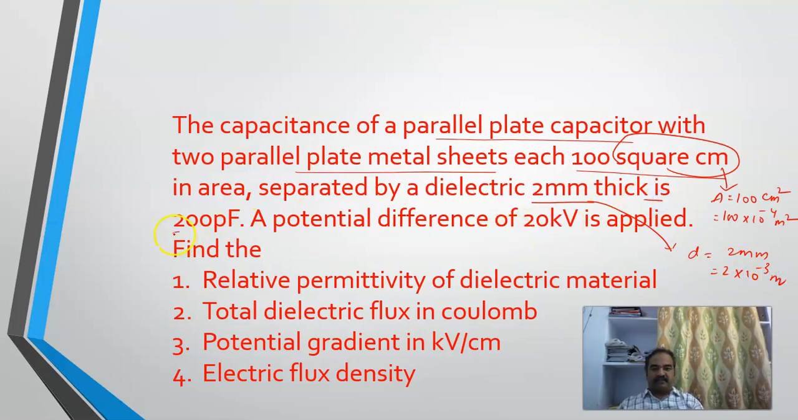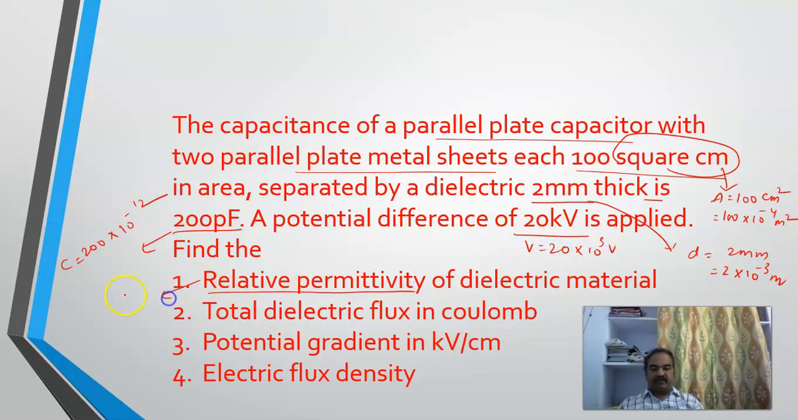This is the capacitance, right? Pico means 10 to the power of minus 12. And the potential difference of 20 kV. This is V. All the values have been given. What does he need to find out? The relative permittivity.